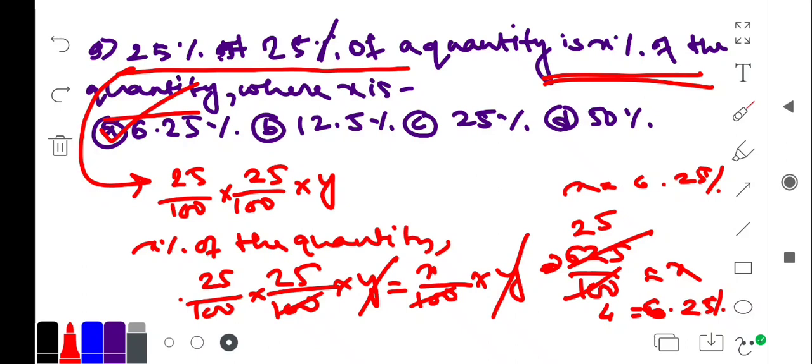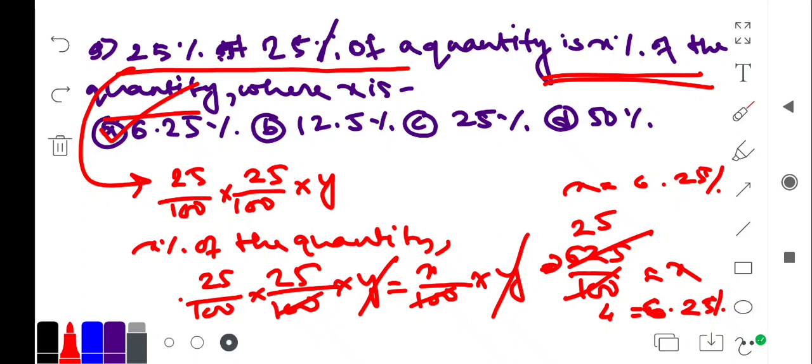Okay, so 25% of 25% of a quantity is x% of the quantity, where x is. This is saying 25% of 25% of a quantity, suppose y, is equal to x% of y. So by this way we get, 25% means 25 by 100. So 25% of 25% means 25 by 100 into 25 by 100. And that is also given as 25% of 25% of the quantity. Quantity, suppose that is y. So that is 25 by 100 into 25 by 100 into y.